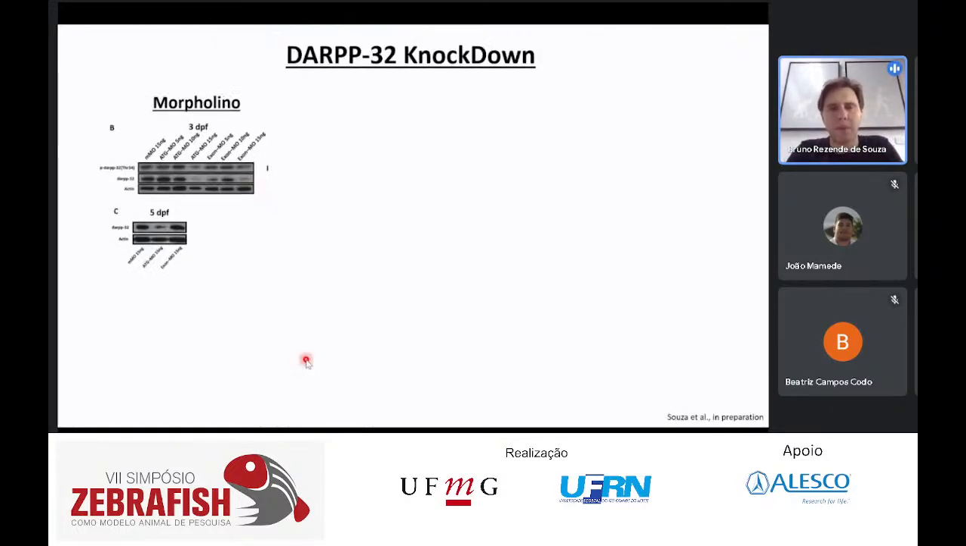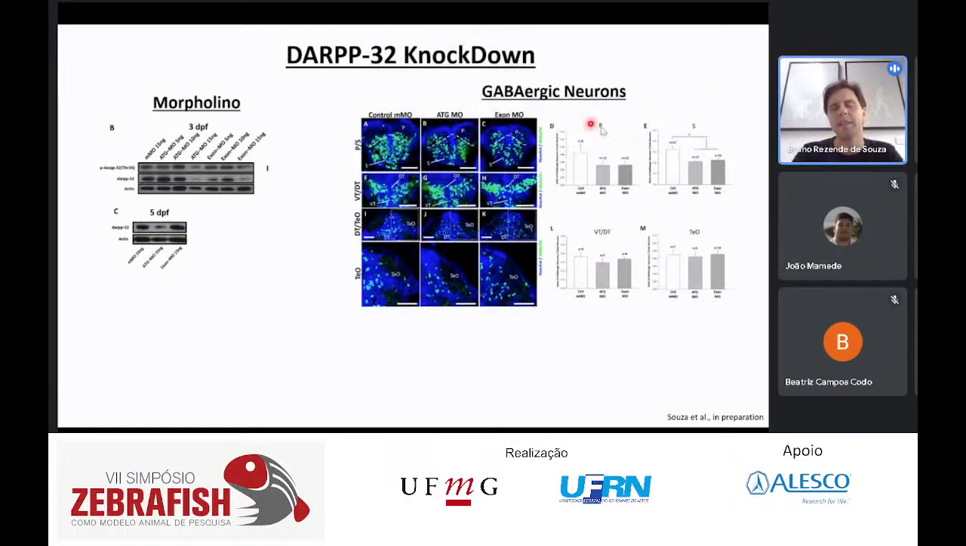And then we thought about DARPP-32, but we know very little about DARPP-32 in zebrafish, so we used morpholinos to knock down the DARPP-32 gene. After knocking down the gene, what we saw is that there is a decrease with 2 different morpholinos.